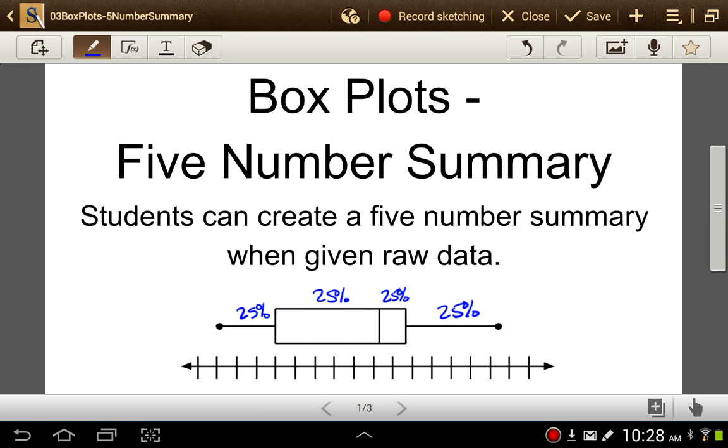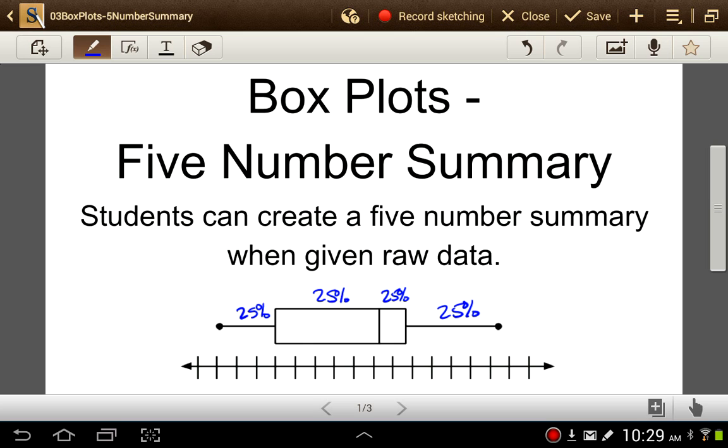What's nice about a box plot is that it allows you to see how those numbers are separated, so that you can see that in this large rectangle the numbers are spread out a lot, where in this small rectangle, that 25%, those numbers are really grouped together. So it helps to see how numbers are grouped together into the 4 different sections.